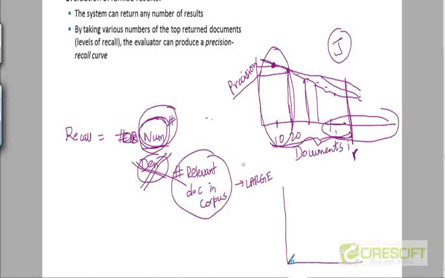Suppose I compute 10 precision scores, but I'm going to compute them at the following 10 values. Instead of 10, 20 and so on, I'm going to compute the precision at recall equal to 0.1, at recall equal to 0.2, recall equal to 0.3 and so on until recall equal to 1. This is the point at which recall becomes 1 because all the relevant documents are now ranked within this zone. So beyond this point, the recall will stay 1.